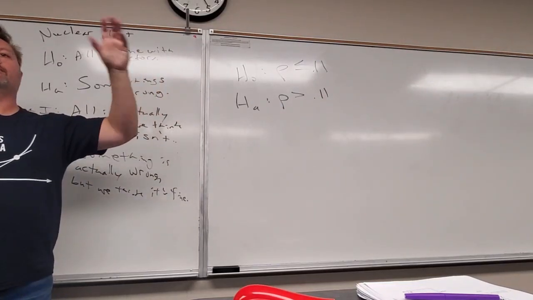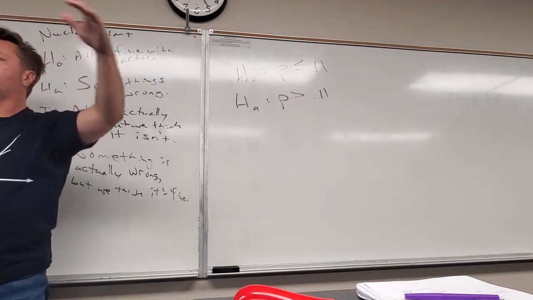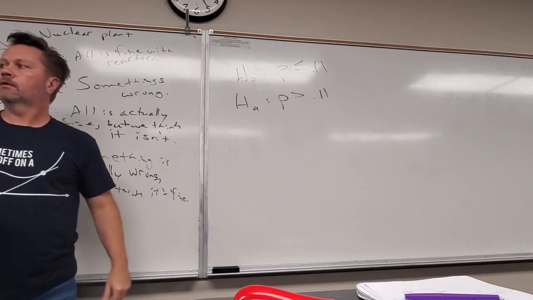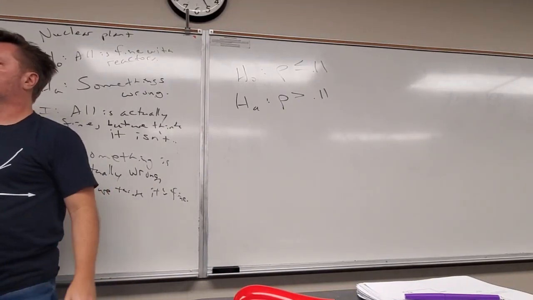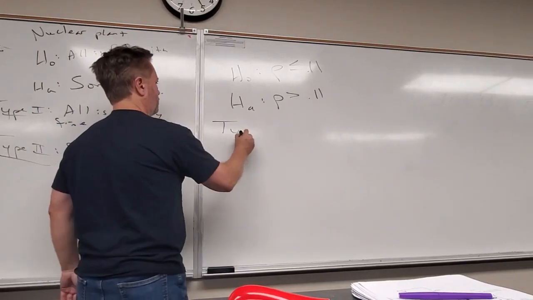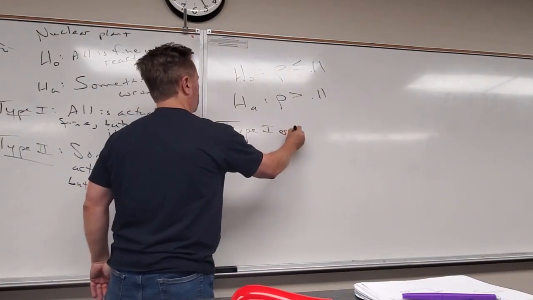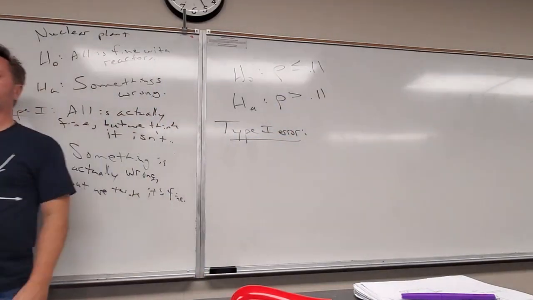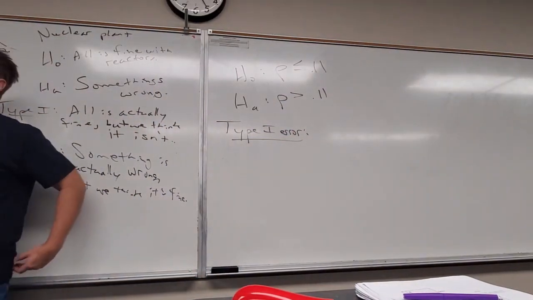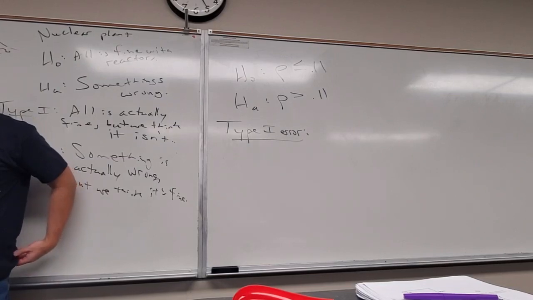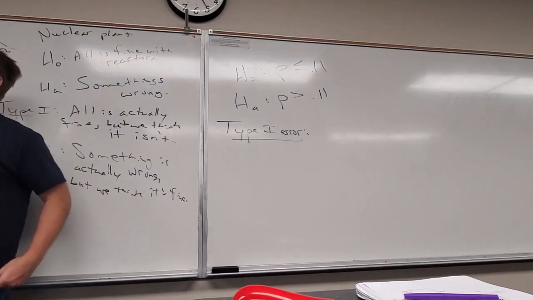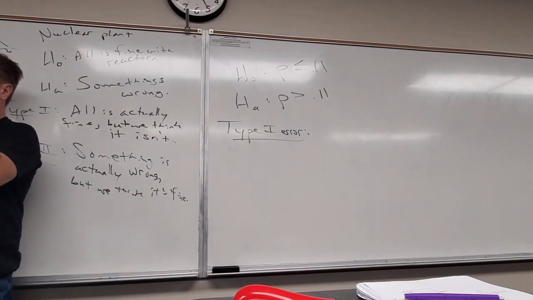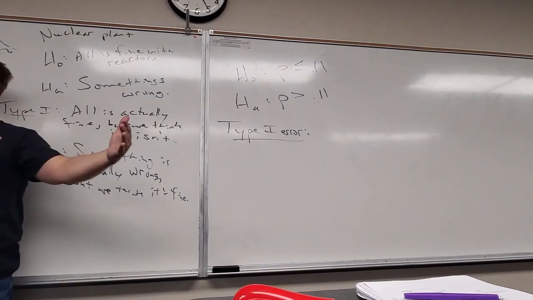What would a type 1 error mean? So this is a lot less wordy. This is all they tell me. This is all I know. What would a type 1 error mean? What's true for a type 1 error? What's true or what's false or what? What's the type 1 error? Reject a true null, correct?